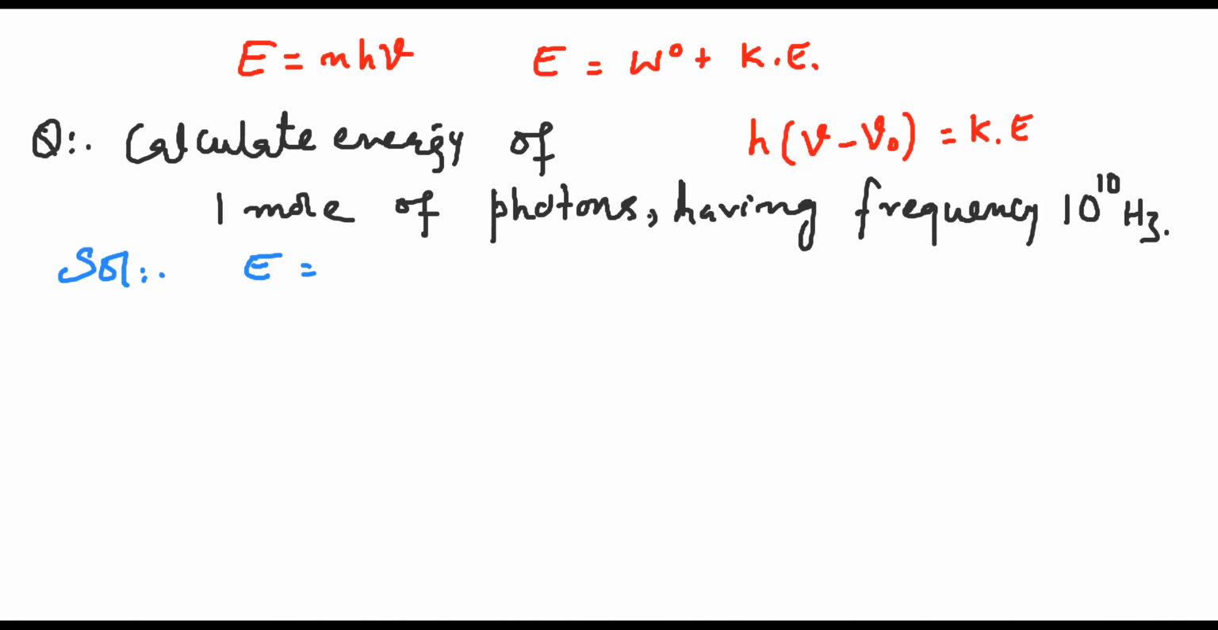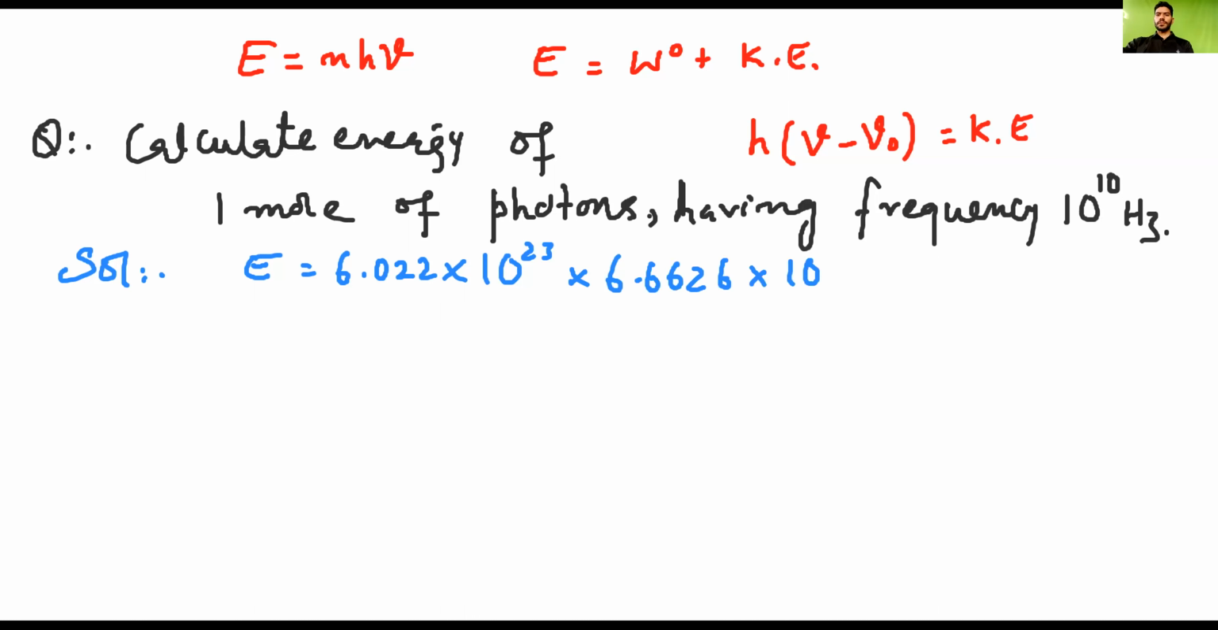See, actually, the frequency is 10 raised to power 10 hertz, and you have to calculate the energy. Okay, see here, we are given 1 mole of photons. So 1 mole means Avogadro number, so the N value is 6.022 into 10 to the power 23. Then you will multiply it by Planck's constant, that is 6.626 into 10 to the power minus 34 joule second. And then the frequency is 10 raised to power 10 hertz. Hertz you can write as per second, so second and per second will cancel. So it will be only in joules because we have to calculate the energy.